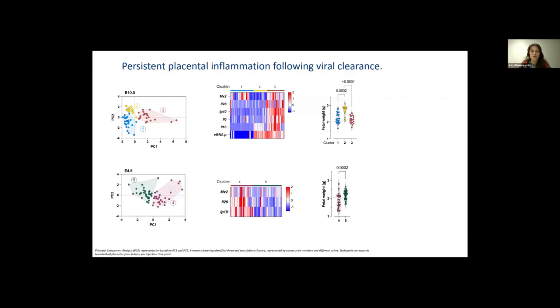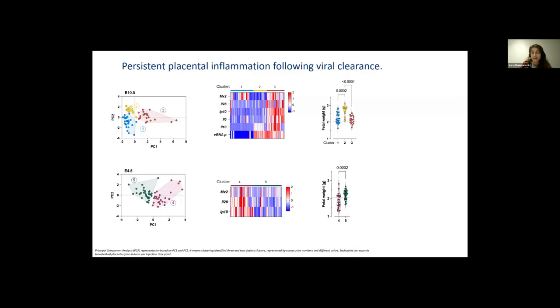Okay, we tried to do it also with E4, the earlier time point when the infection happens, where we saw the biggest effect on the weight of the pups. And here we see 2 clusters. The first group of pups had a high immune response, but no virus. So at this time point, there is no virus anymore.